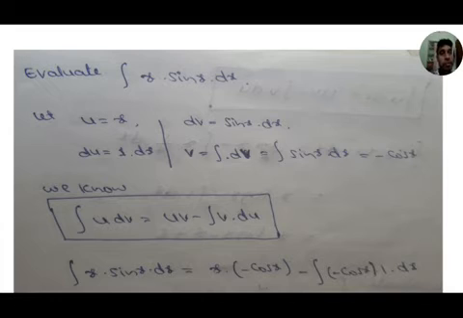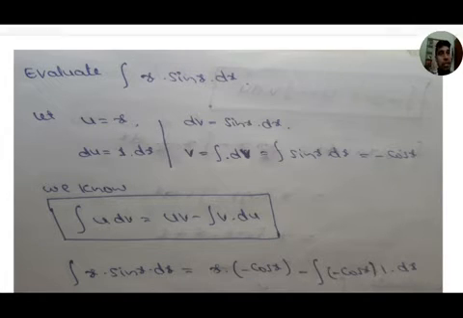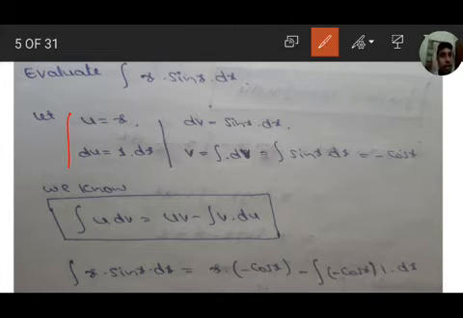Here we took the first function as the algebraic function, u equal to x, and the second function dv as the trigonometric function sin x dx. The first function's derivative and the second function's integration: first function derivative means we get du, second function integration means v. Substitute in the formula, we get the answer and integrate.